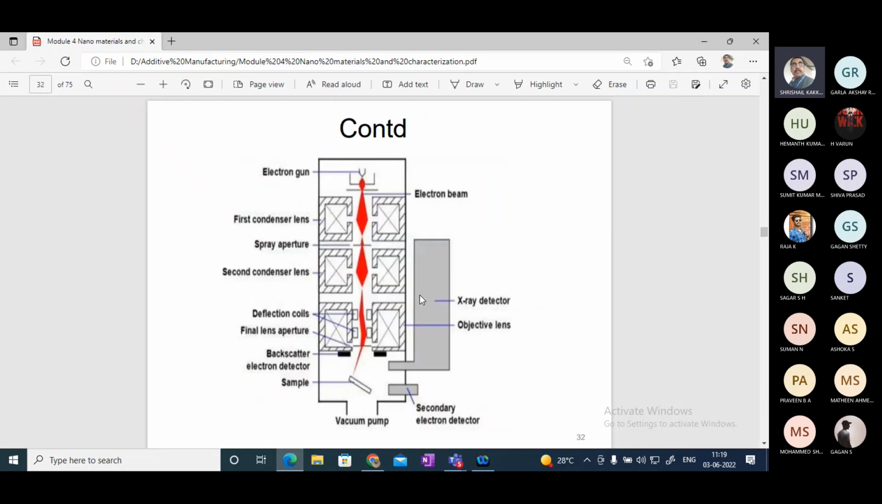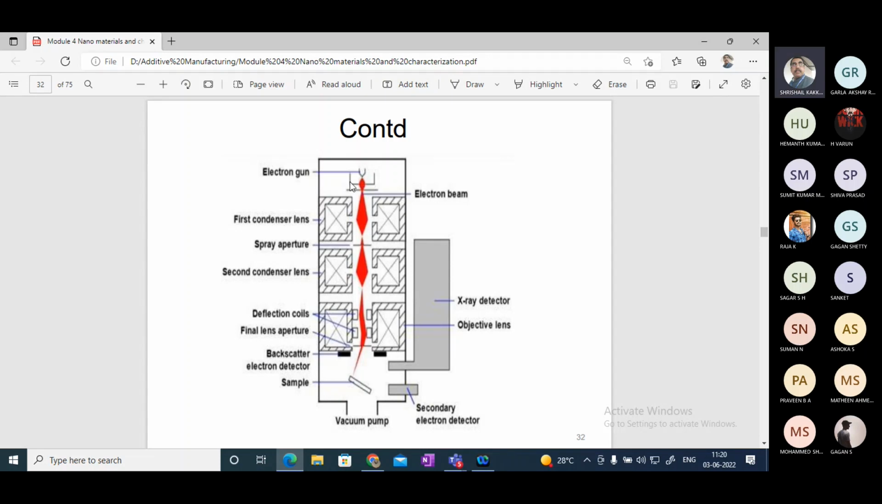Now here, in this SEM, scanning electron microscope, please do not get confused between the scanning electron microscope and the transmitted electron microscope. Do not get confused with them. You can see here in the scanning electron microscope, the specimen will be kept here, and in the transmitted electron microscope, the specimen will be kept somewhere here. You can see this is a sample.